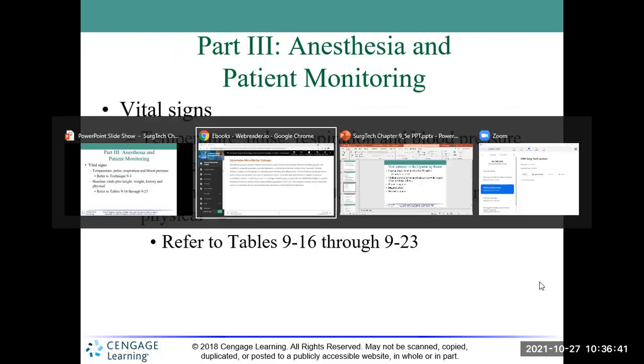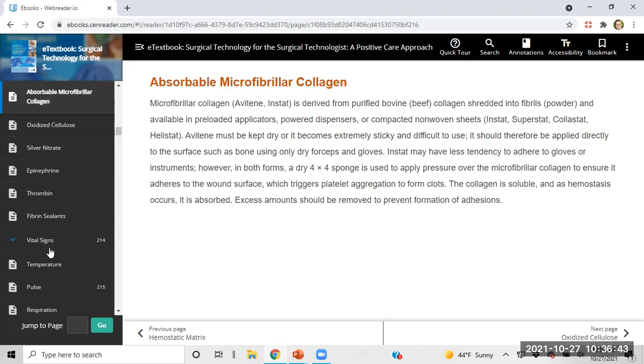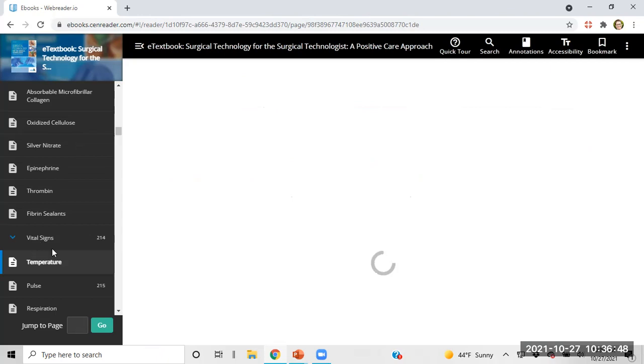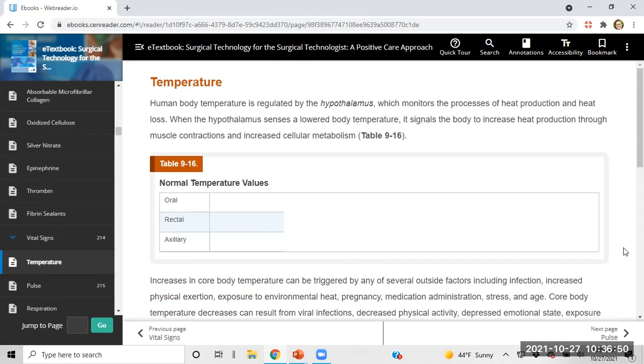Now let's talk about vital signs. This is really important when we're looking at your role. In most facilities, you're not going to be responsible for taking the vital signs, but it is important that you are familiar with what the vital signs should look like, because you're another set of eyes and ears helping to watch those vital signs and make sure that there's nothing really out of the abnormal.